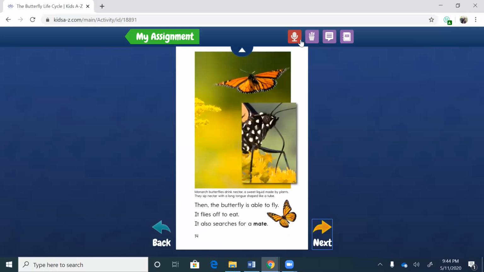I'm going to read the caption first. I always like to do that when I read a book. I look at the picture, then read the caption, and then read the words.